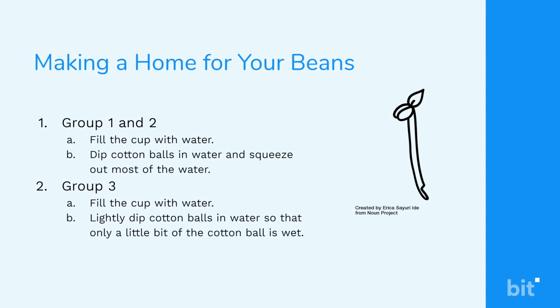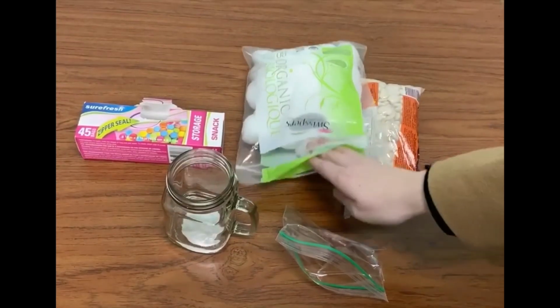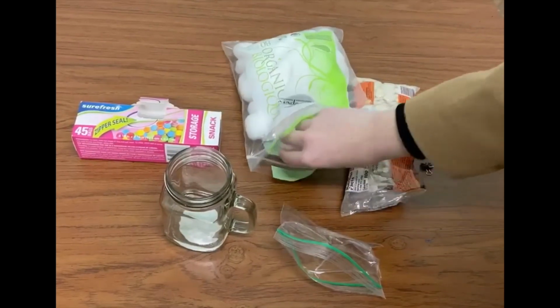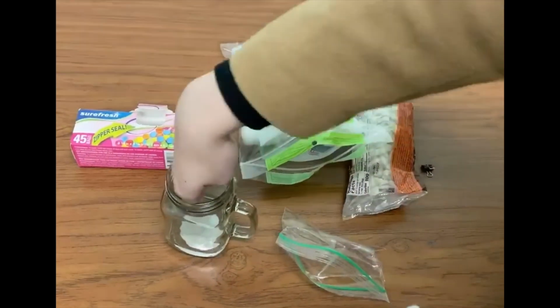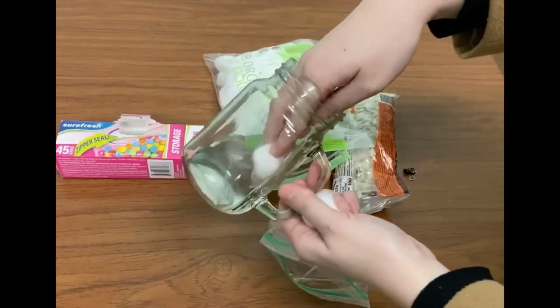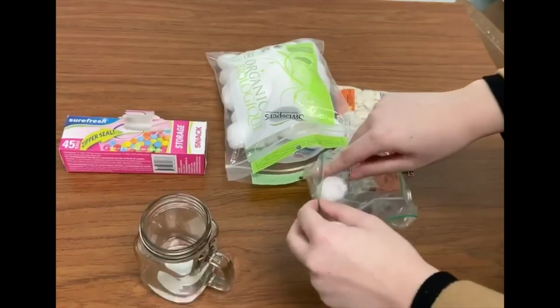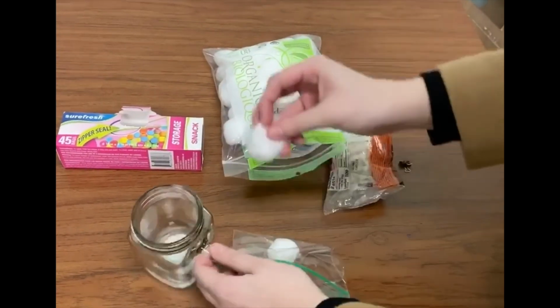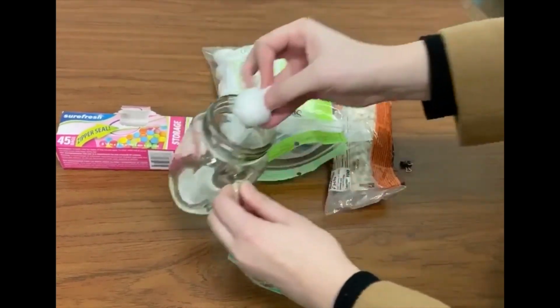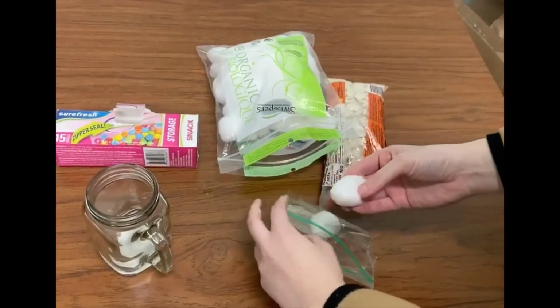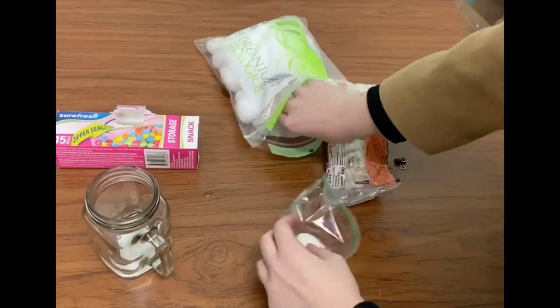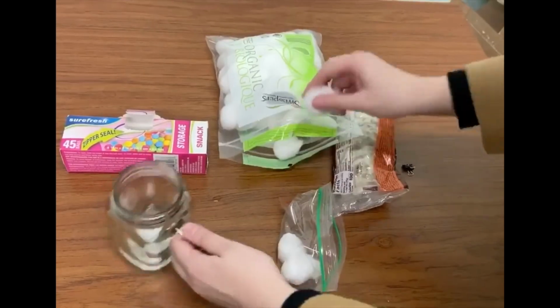For group 3, you can demonstrate lightly dipping cotton balls in water so that only 1/4 of the cotton ball is wet. When students are dipping the cotton balls, pay attention to how each student is doing, especially students in group 3. Make sure the cotton balls are not too wet. After setting up the cotton balls, you should also demonstrate lining up the bottom of the Ziploc bag with cotton balls. If the amount of cotton balls each student has is not enough to completely line the bottom of the bag, then encourage students to use more cotton balls.